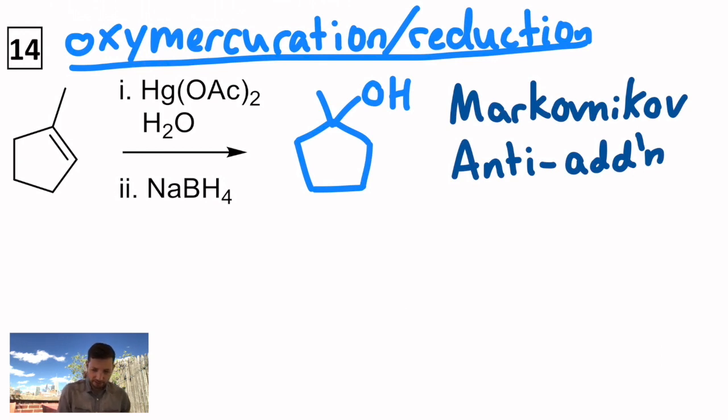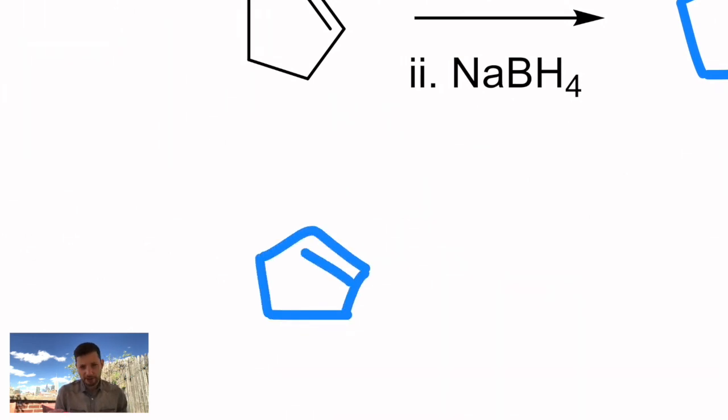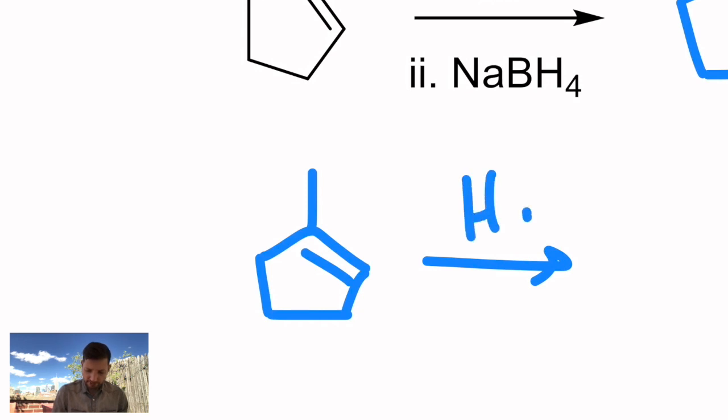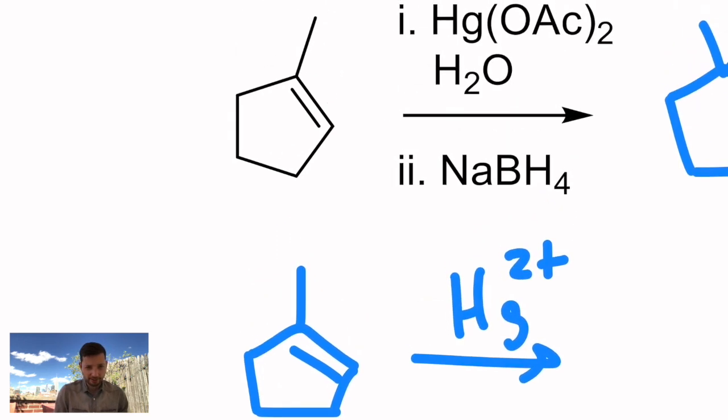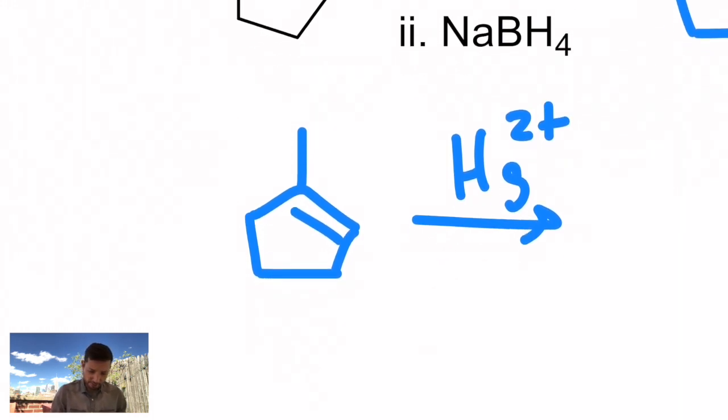So let's show how this occurs. Let's redraw methylcyclopentene. And what we have here is a source of mercury 2, Hg2+. That's what mercuric acetate is. It's an electrophilic source of mercury. So start off by drawing an arrow from the pi bond to the mercury.